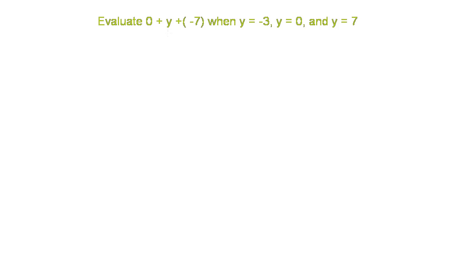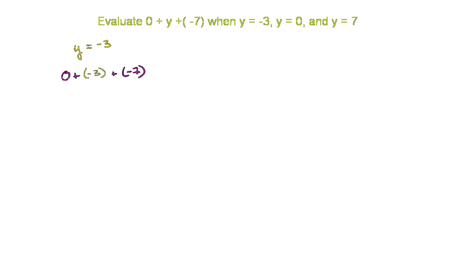Evaluate 0 plus y plus negative 7 when y is equal to negative 3, y is equal to 0, and y is equal to 7. So let's take the first situation where y is equal to negative 3. Then this expression right here would be 0 plus negative 3, because that's our y now, plus negative 7.